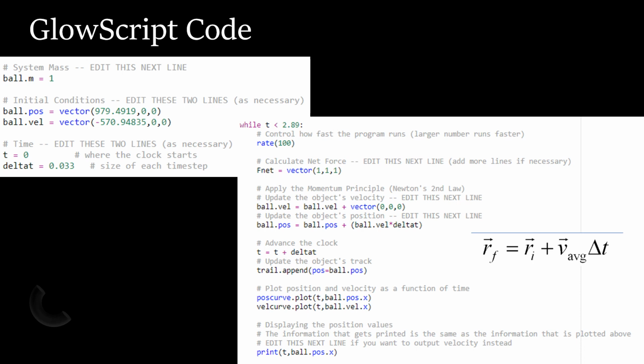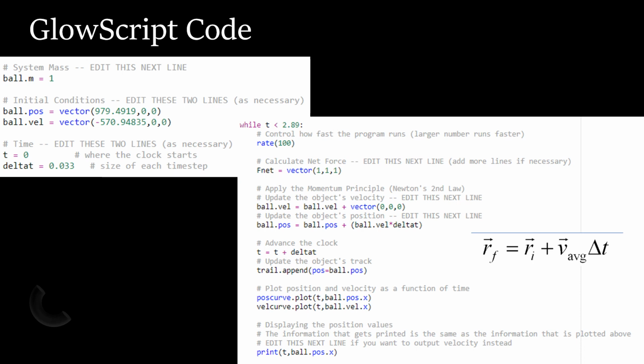First the position is set to 979, which was the initial position of the marker in the video in millimeters. And then the velocity is negative 570, which is the average velocity of the marker in millimeters per second. Then we have t equal to 0 for the initial time, and delta t, which is 0.033, because the video was filmed at 30 frames per second.